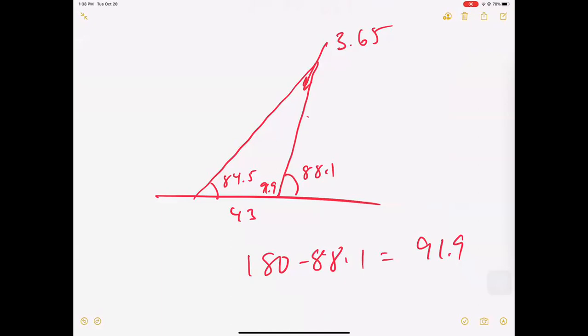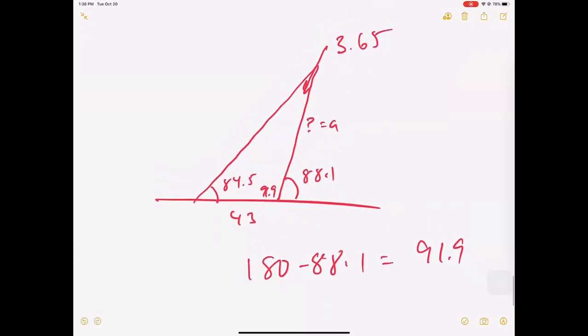All right, so we're looking for this guy here, side A. Now we have law of sines. That's my angle side pair, so I'm going to use this side now. So A over sine of 84.5 is equal to 43 over sine of 3.65. Give you guys a moment to make sure you see what I see.